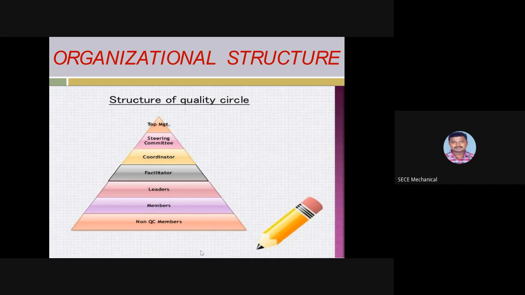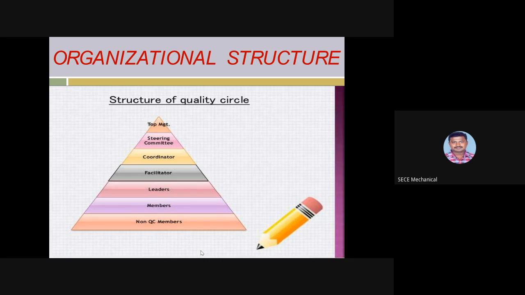And next is facilitator. The facilitator is the senior person in a specific area. He bears the responsibility to catalyze and motivate the quality circles. He acts as a guide or mentor for the effective operation of quality circles. Further, he also elucidates the functioning of the quality circle in his area in the steering committee meeting.